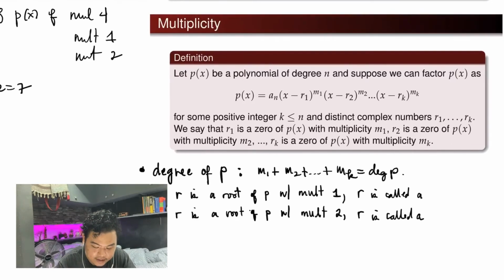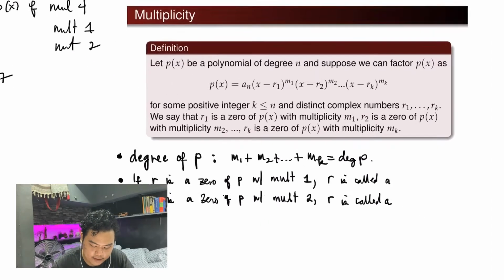Okay, so next, if R is a root or a zero, palitan nga natin kasi zero ang gamit natin salita. So, if R is a zero of P with multiplicity 1, R is called a simple root.